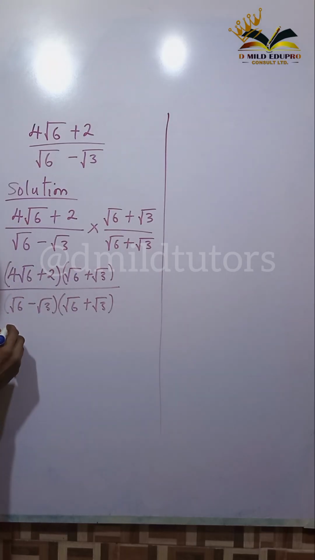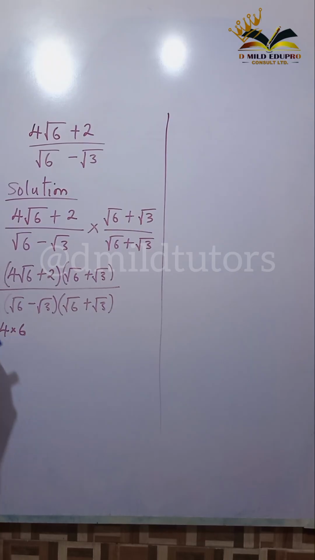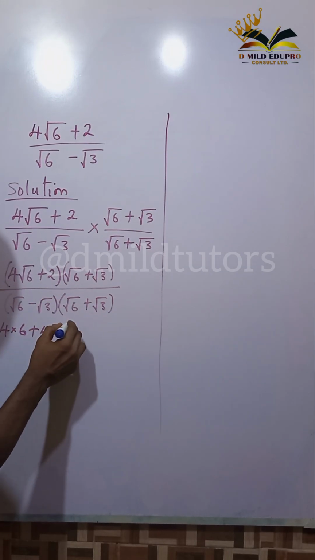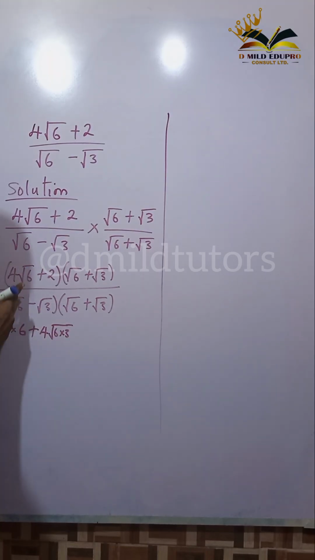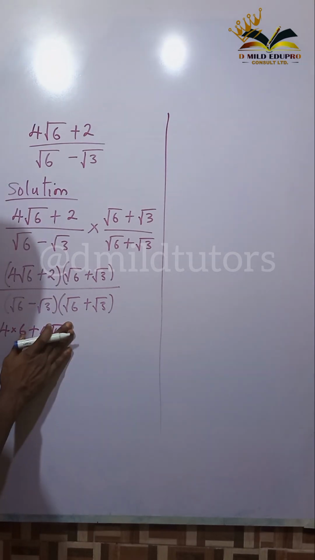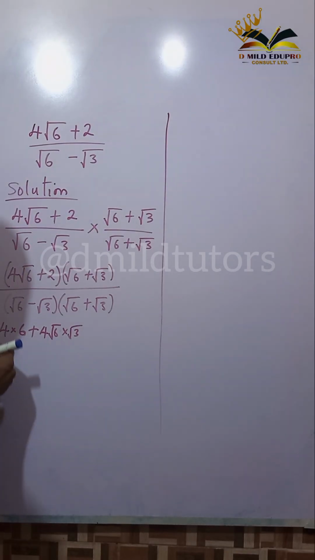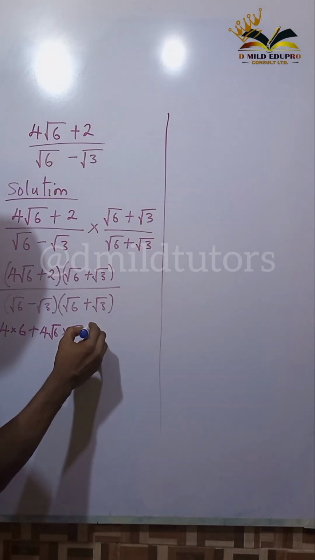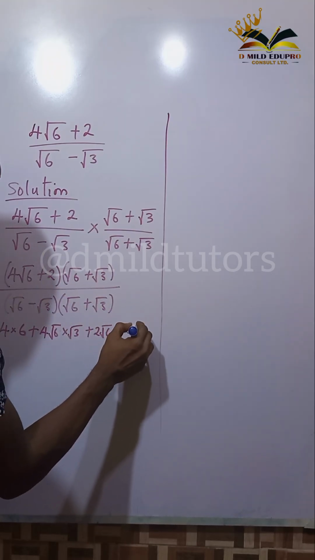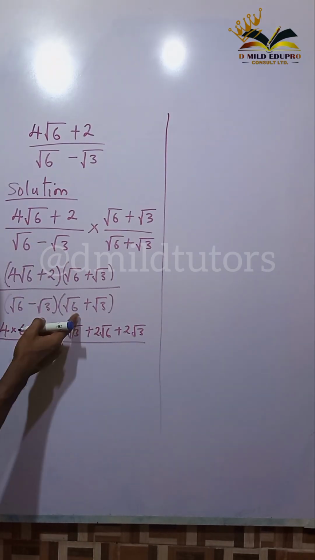This times this, you have 4 times 6. And this times this, you have plus 4 into bracket 6 times 3, because root 6 times root 3 will give you root 6 times 3. Or let's just go ahead and times root 3. Right? Then we are done with this. We get to this. This times this, you have a plus 2 root 6. And this times this, we have a plus 2 root 3. Everything divided by this times this, we have 6.